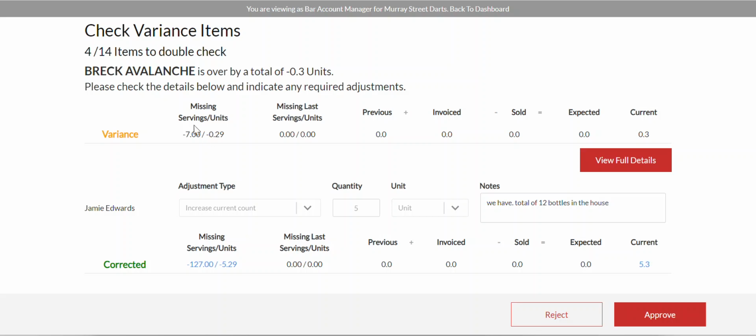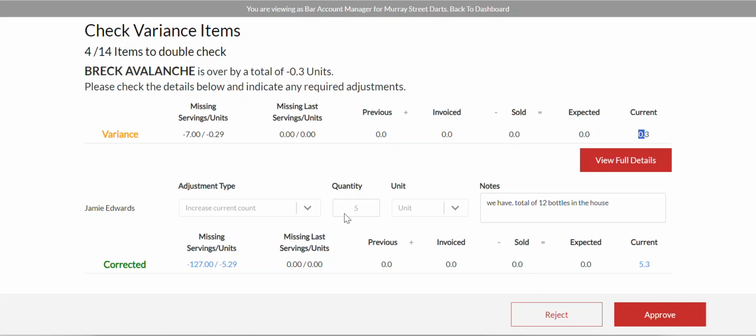So in this instance, we have a situation where we have 7 bottles too many of a product. So we previously had none delivered, but today we counted 0.3 of a case. That doesn't make sense, as we'd have magically grown the amount, and we must have either had some previously or some must have been delivered.